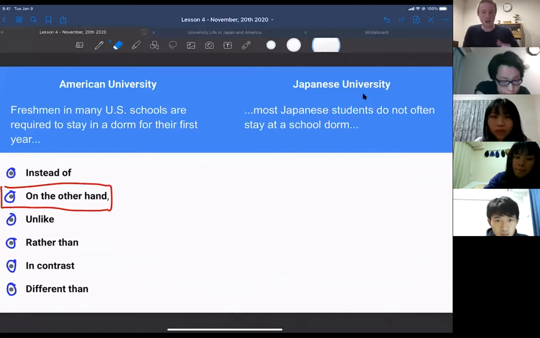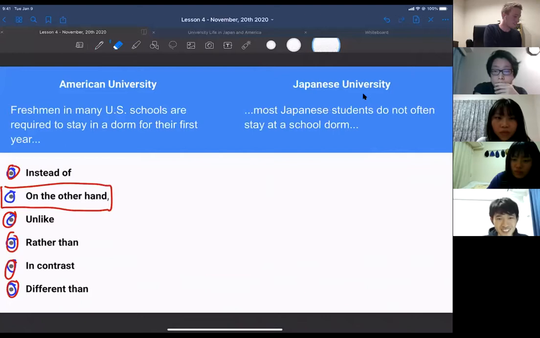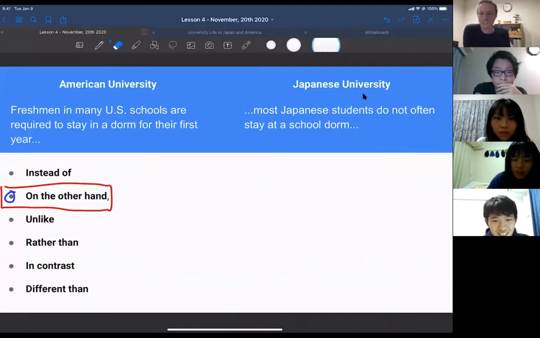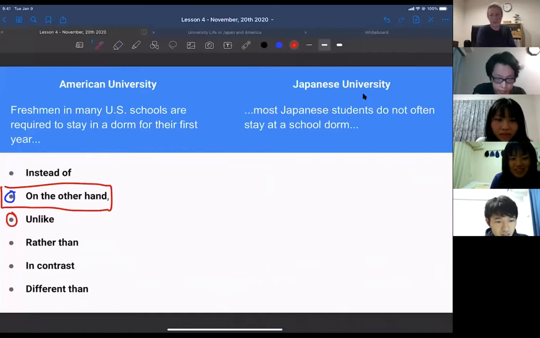If you want to try, raise your hand. You can choose instead of, unlike, rather than, in contrast, different than. Anything is okay. Does someone want to try? You can thumbs up or raise your hand. Does anyone want to try? Kimiko. Okay, Kimiko, which one do you want to try? Unlike. Okay, go ahead.